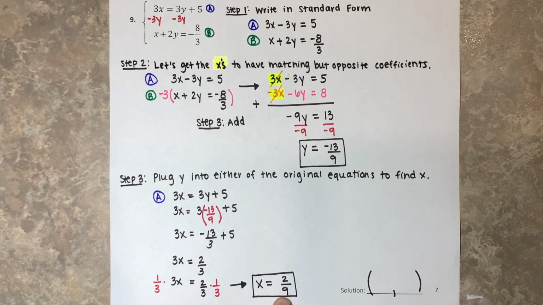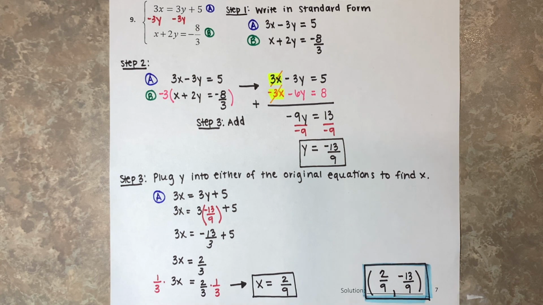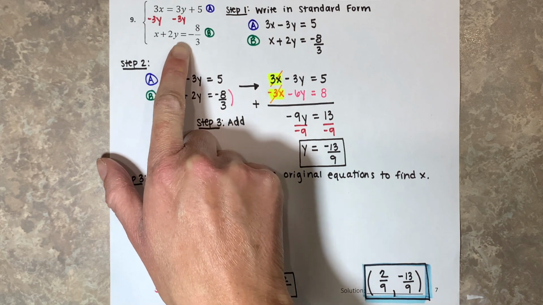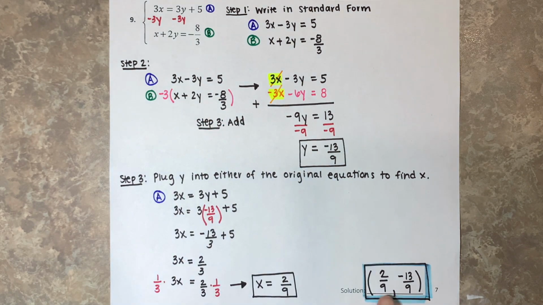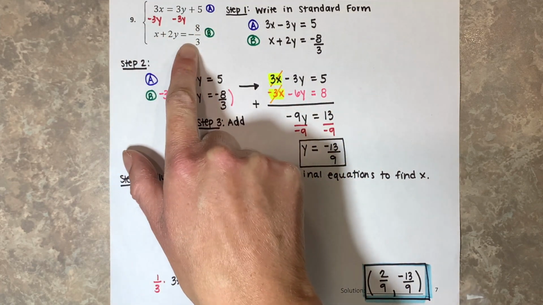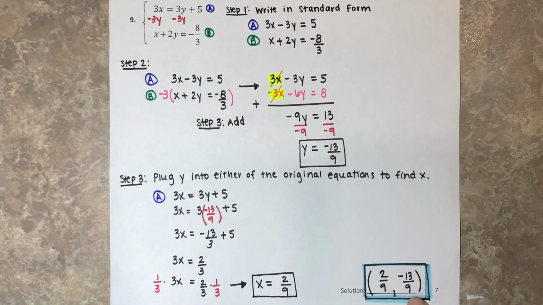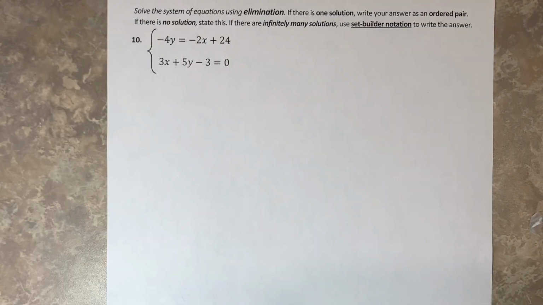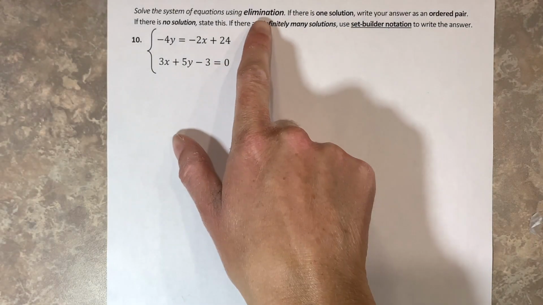Our x-coordinate is 2/9, and our y-coordinate is -13/9. And again, there are multiple different ways to solve this problem. You could solve this problem by graphing, although that might be tricky since our intersection point involves fractions. You could also solve this problem using substitution, and you'd get the same exact answer, or elimination works as we just saw here. Let's try another example where we're solving using elimination.